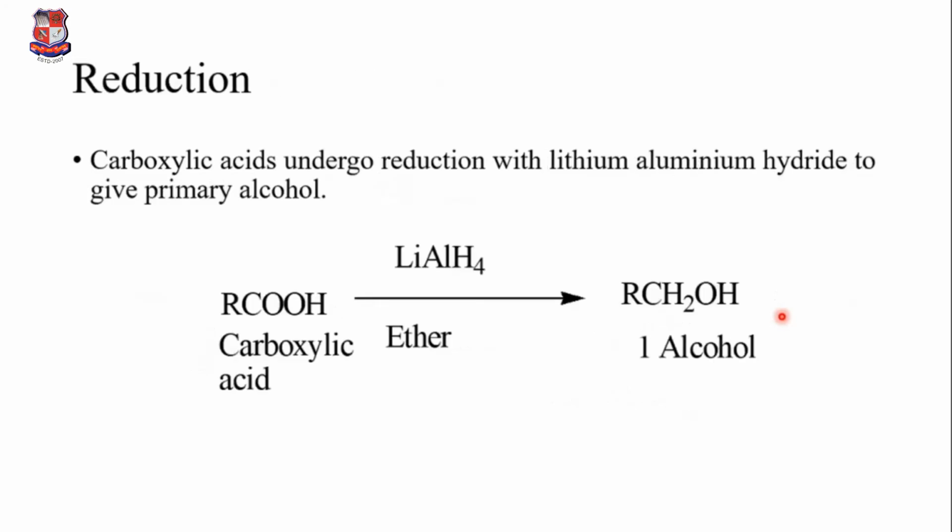Then the fifth one is the reduction reaction. Carboxylic acid undergoes reaction with lithium aluminum hydride to give the primary alcohol. First, carboxylic acid reacts with lithium aluminum hydride in ether, so we get 1 mole of primary alcohol.